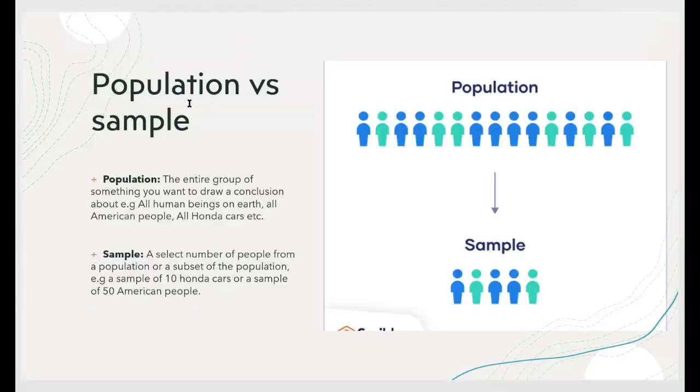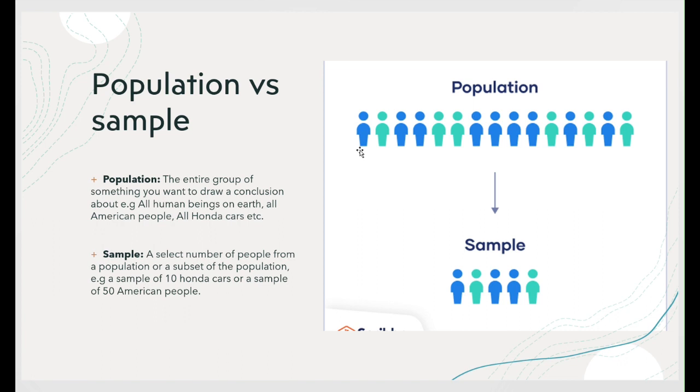Now, the first thing we need to understand is the difference between a population and a sample. A population is basically the entire group of something that you want to draw a conclusion about. For example, if you want to know the average height of every human on Earth, our population is all of the humans on Earth. Now, if I were to pick 10 random humans, that would be a sample. A sample is basically a subset of the population, or a group of random people from a population, right?